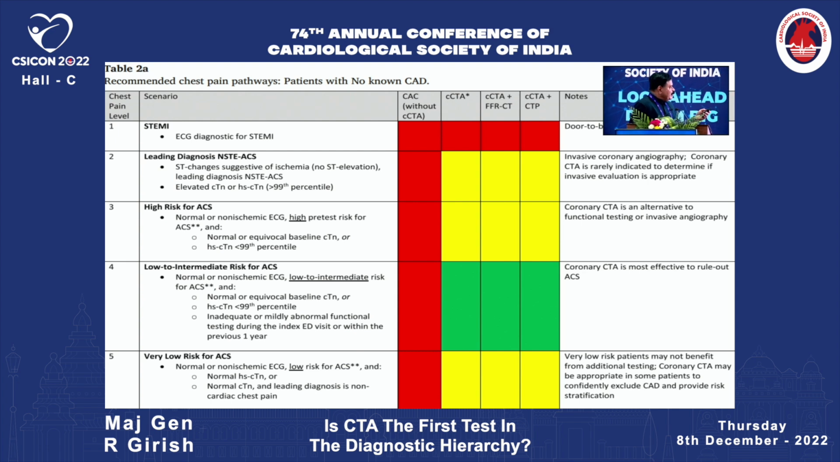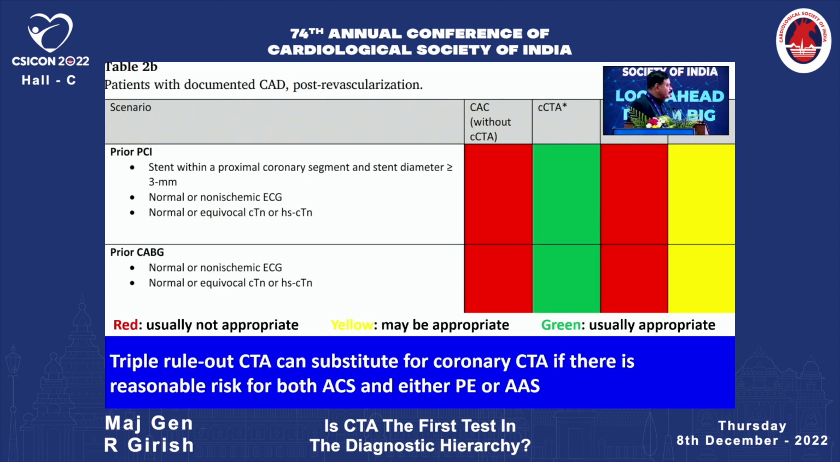This is what I had mentioned earlier. So it is chest pain level 4, that is low to intermediate risk ACS, which is most suitable for coronary CTA, and certain patients who belong to the subset of high risk ACS. For STEMI and non-STEMI, invasive coronary angiography is the best option. Similarly, post revascularization, either after stenting or after CABG.